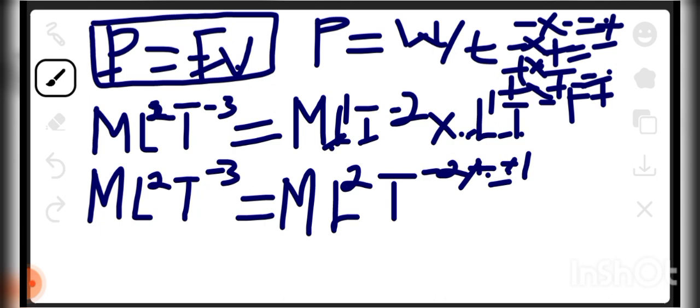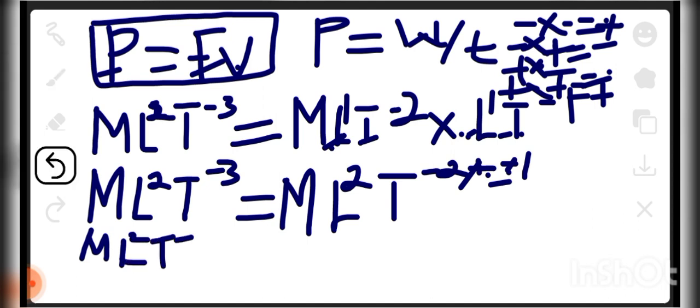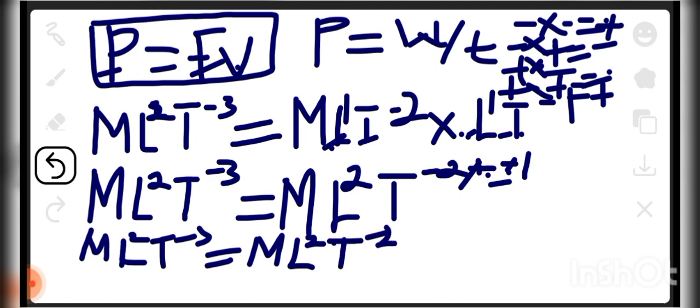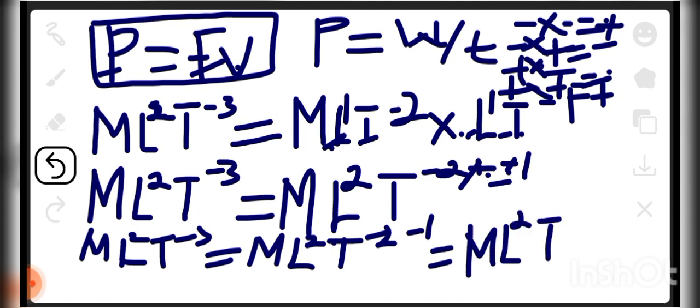So minus times plus, that is plus times minus, will be minus. So that we'll be having M L squared T raised to power minus 3, then M L squared T raised to power minus 2 minus 1, which will give us minus 3. So let's check. We have M, we have M, L squared, L squared, T raised to power minus 3, T raised to power minus 3. Valid.